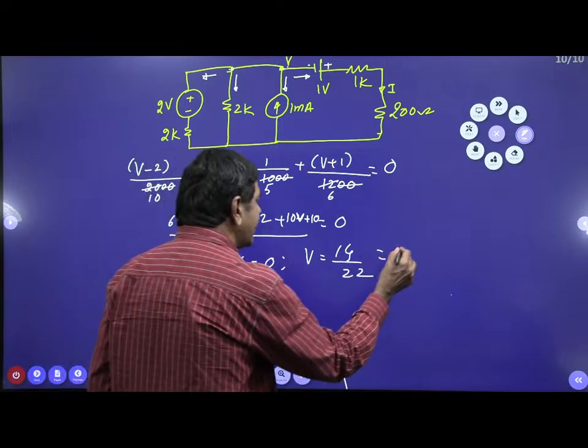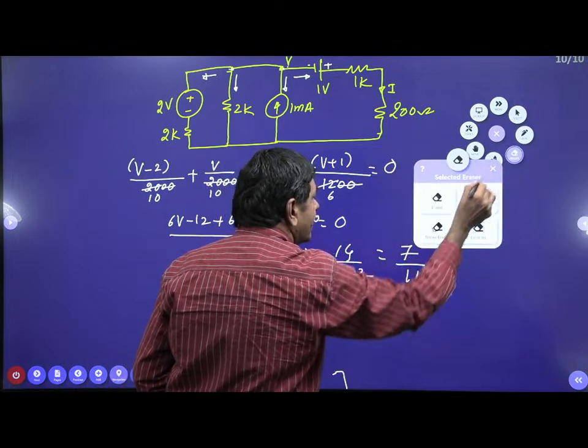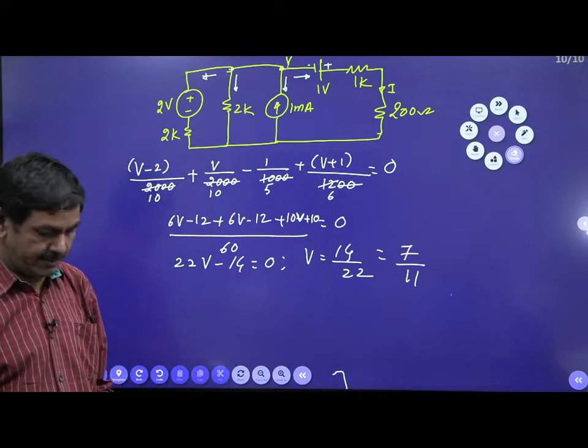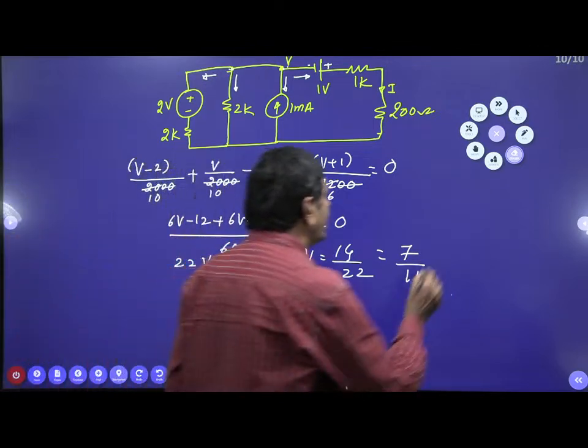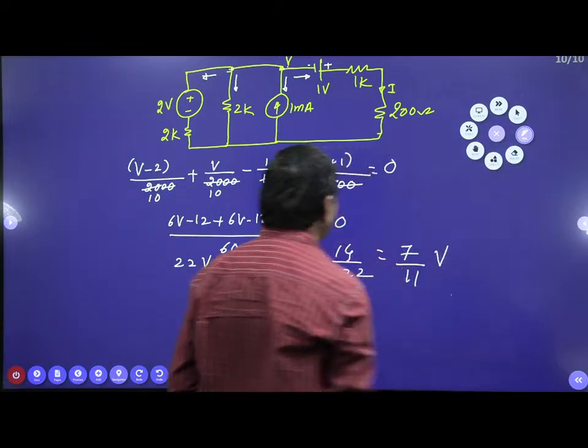2 7s I can cancel, 2 11s is possible now. That much value is possible. So 7 by 11 volts it is possible. 7 by 11 volts here possible.